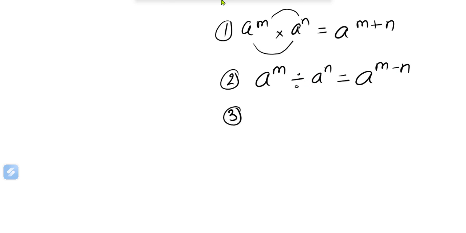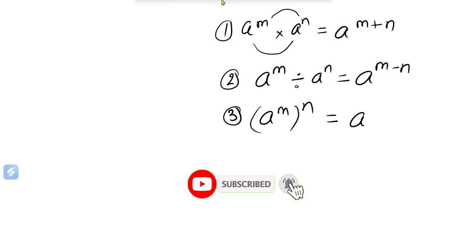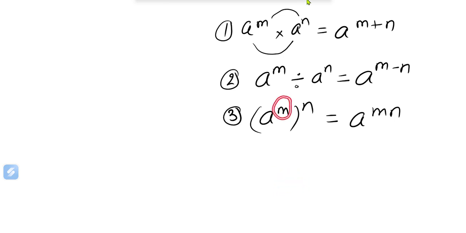And the third one is if a has power m and this is whole to the power n, we simply write a^(mn). So these two exponents, they multiply. That is mn. These are three very important exponent laws.